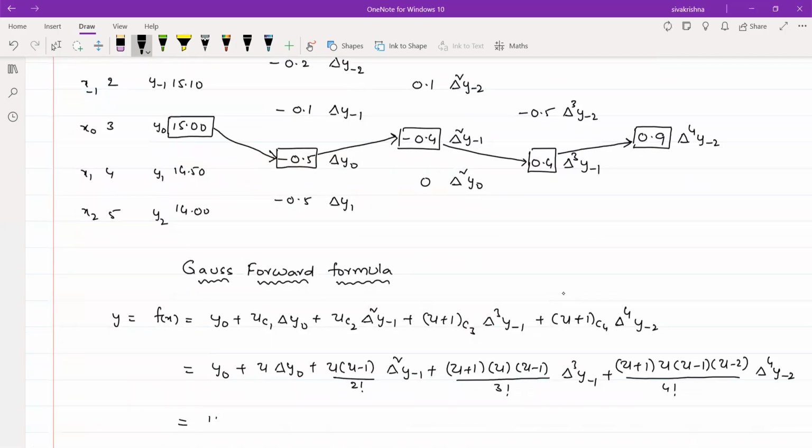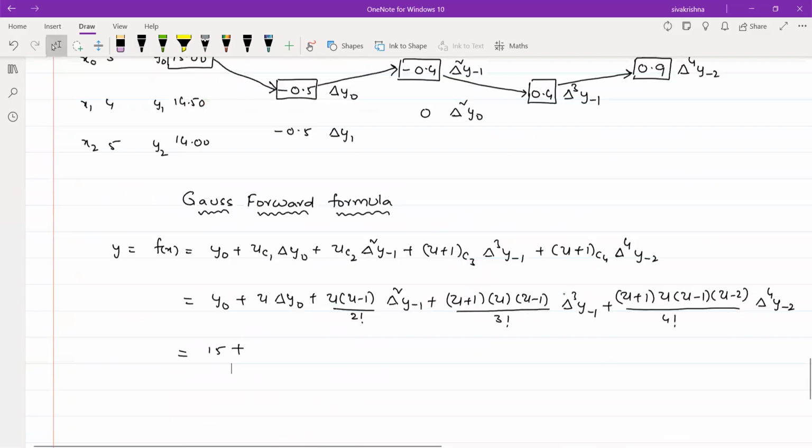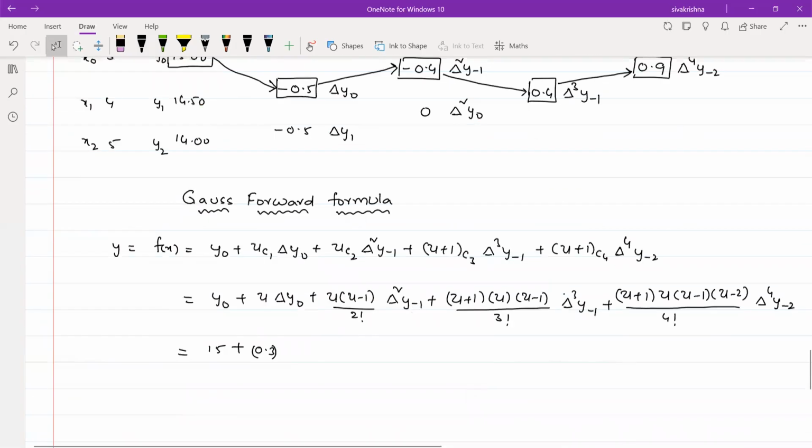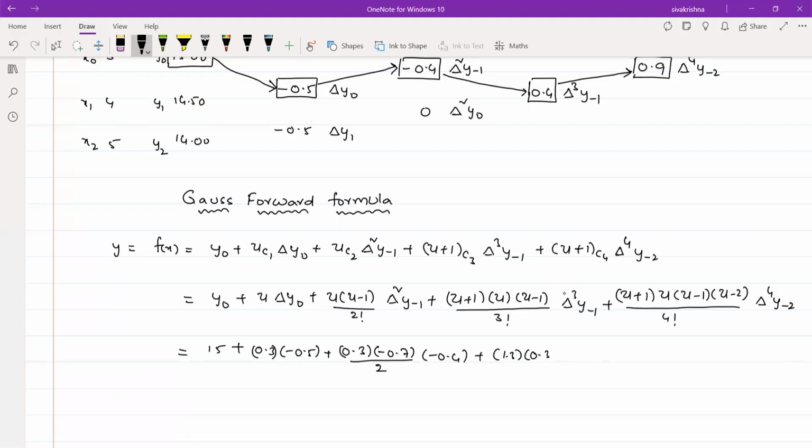Now we have to substitute these values in the formula. So y naught is nothing but 15 plus u. So u is nothing but 0.3. So 0.3 into delta y naught. We have circled the delta y naught, that is minus 0.5. Next plus u into u minus 1, that is 0.3 into minus 0.7 by 2 factorial means 2, into delta square y sub x minus 1 means minus 0.4.